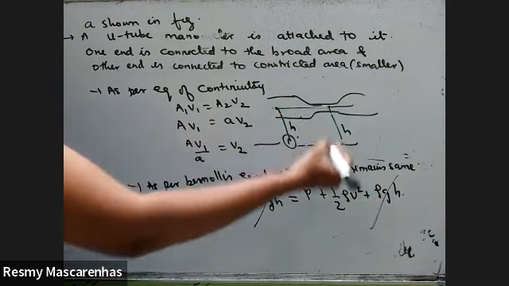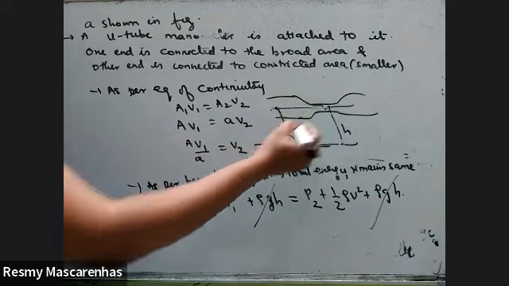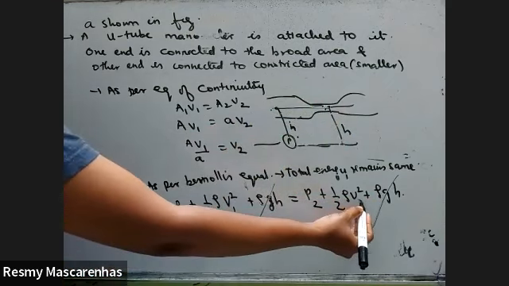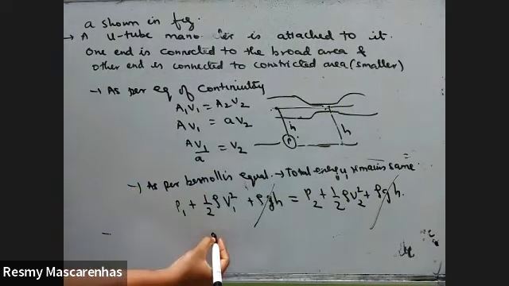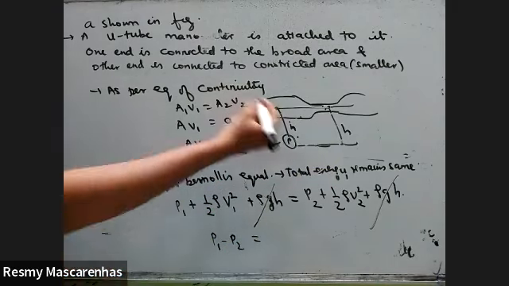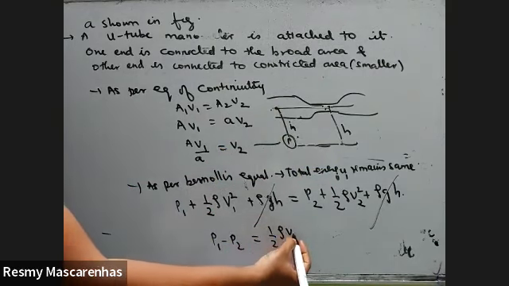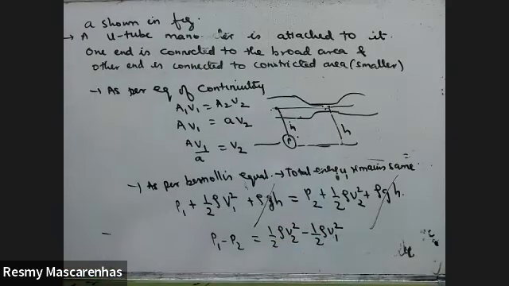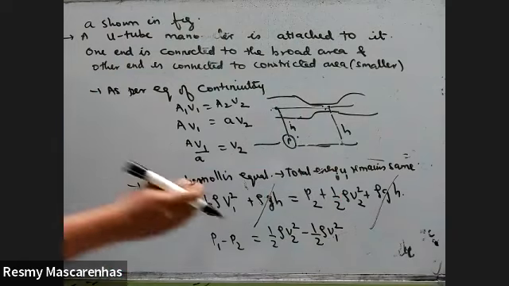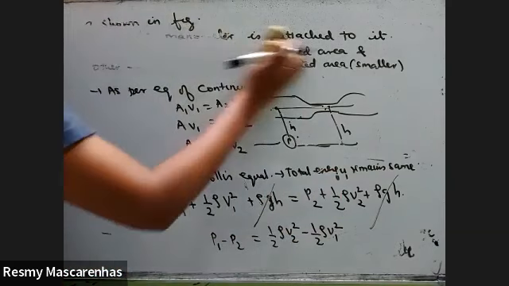So on this side it is P1, here it is P2. Comparing here and here, this will be V2. So I'll bring P2 to this side. P1 minus P2 will be equal to half rho V2 square minus half rho V1 square. Now half rho is common, so just take out half rho common.